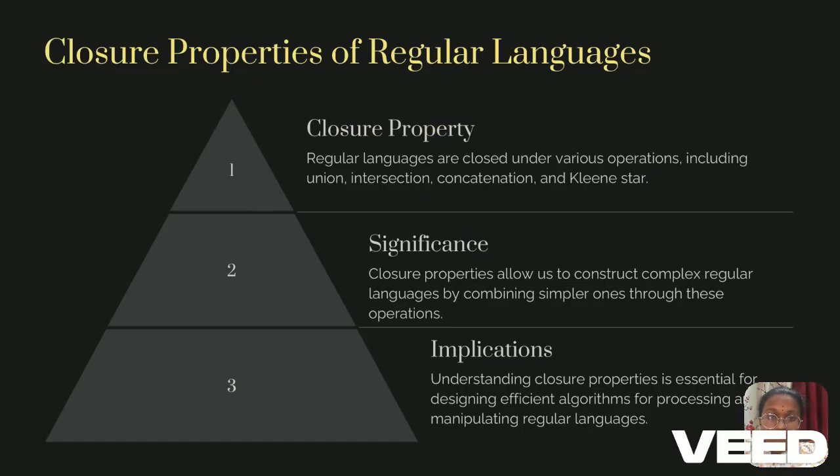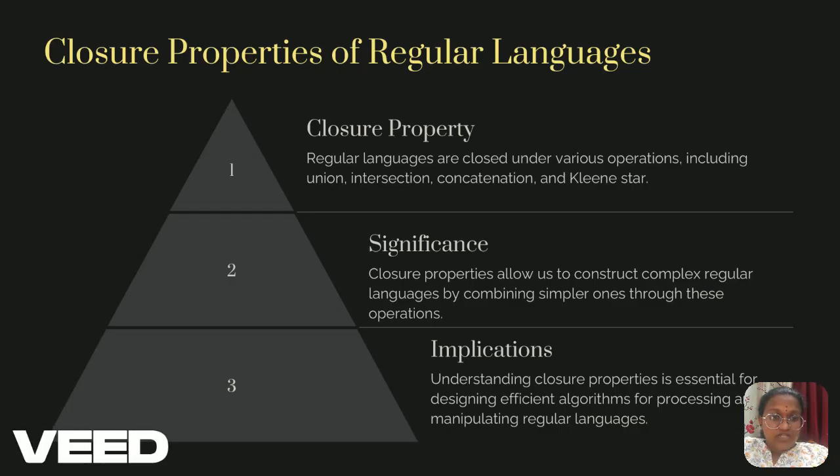And closure properties of regular languages. The closure property: regular languages are closed under various operations, including union, intersection, concatenation, and Kleene star. Significance: closure properties allow us to construct complex regular languages by combining simpler ones through these operations. Implications: understanding closure properties is essential for designing efficient algorithms for processing and manipulating regular languages.